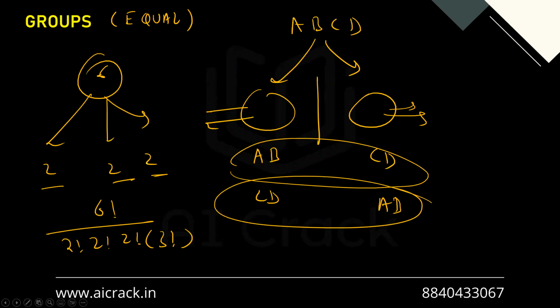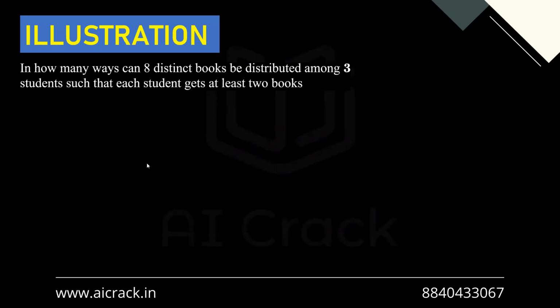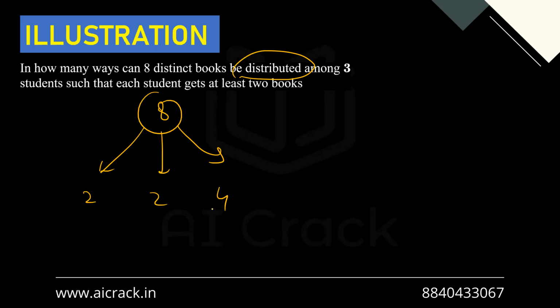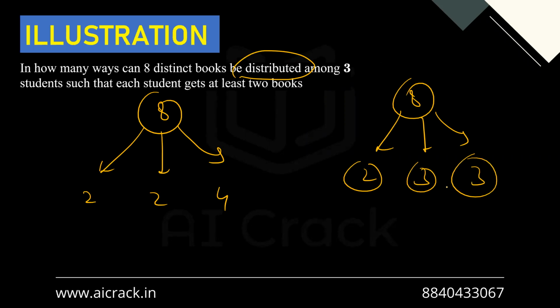So this was all about the groupings, and let's look at one example. In how many ways can 8 distinct books be distributed among 3 students such that each student gets at least 2 books? Okay. So we have 8 books over here and every student is getting at least 2 books. So we can have groupings of 2, 2 and 4, and we can have grouping of 2, 3 and 3. So these are the two possible cases for distributing 8 into 3 parts, right?